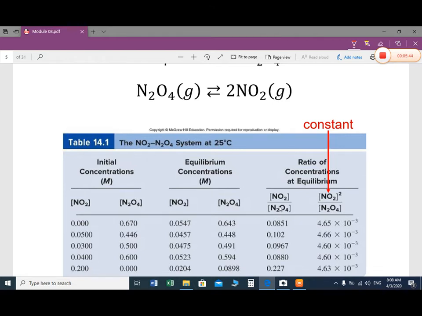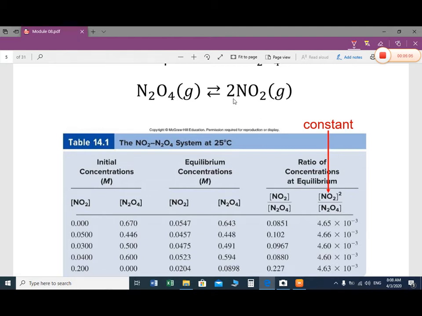If we simply take a ratio between nitrogen dioxide and dinitrogen tetroxide, we get random values. There is no relationship between these values. But when we put in the proper ratio, meaning with this square, this square comes from this 2. Let me mark it for you.